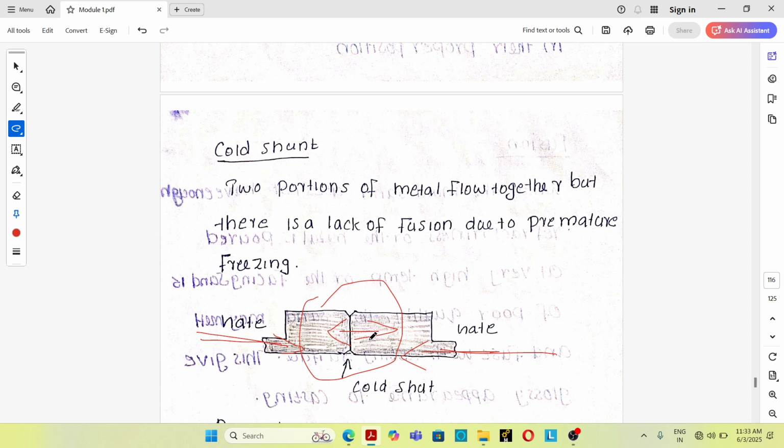The main reason for cold shut is low temperature. The molten material physically contacts, but there is no metallurgical bonding between the portions of molten material. Two portions of metal flow together, but there is a lack of fusion due to premature freezing. That defect is known as cold shut.